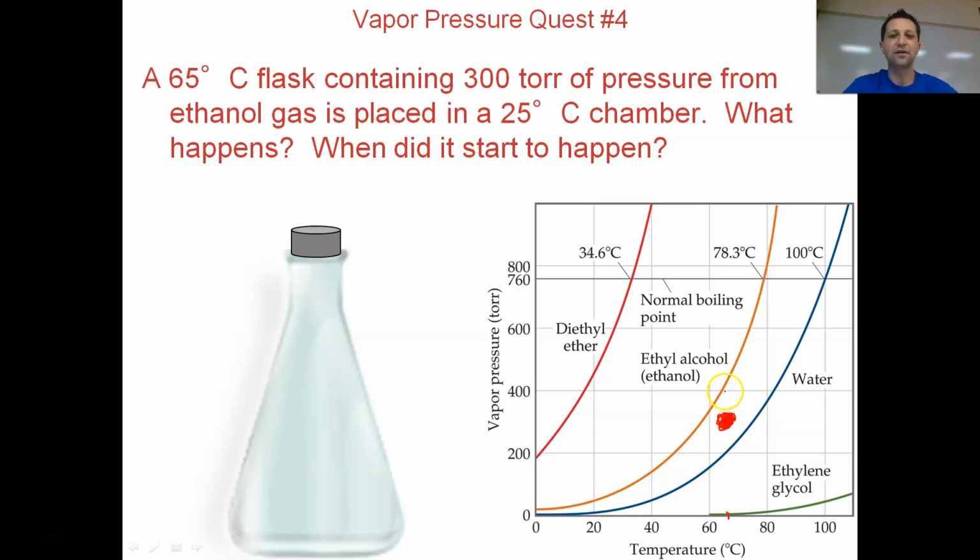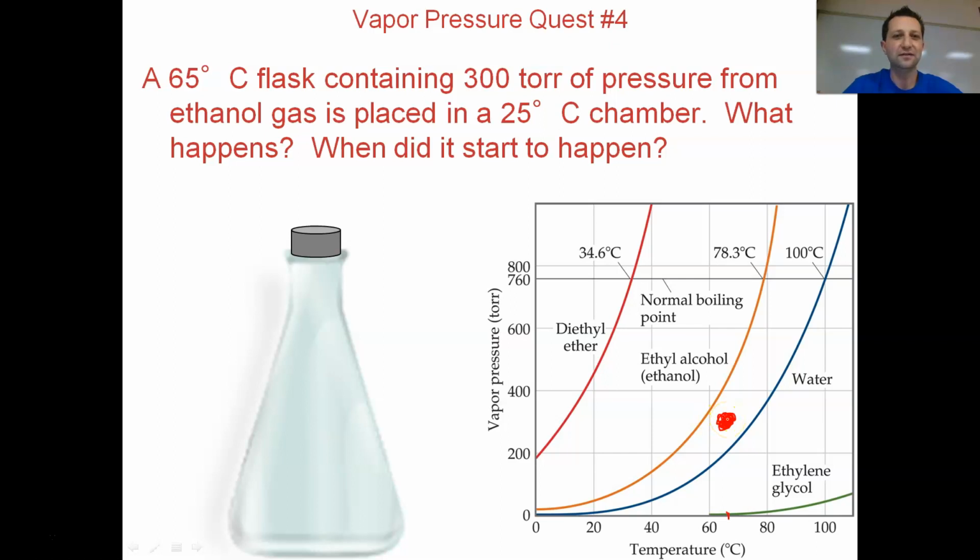If we had a pressure of about 400 torr, we would be saturated. So what does this tell me? This tells me that all of the liquid ethanol I placed in this flask has evaporated, okay? Since it all evaporated, I have a partial pressure of ethanol of 300 torr. No more liquid is there to evaporate to make that pressure go up, right?